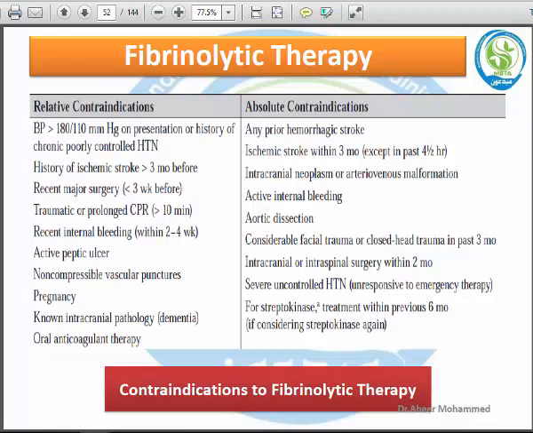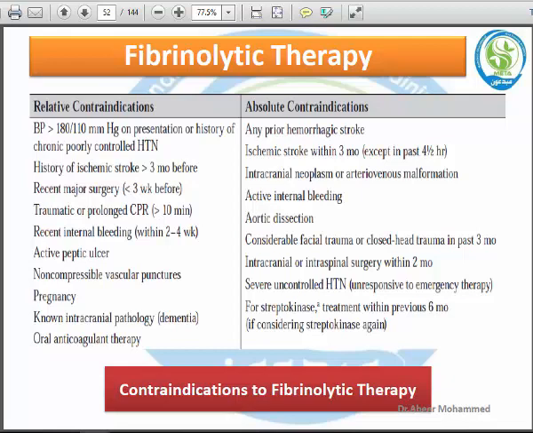Relative contraindications: blood pressure more than 180 over 110 on presentation, or a history of chronic poorly controlled hypertension. This is a relative contraindication.